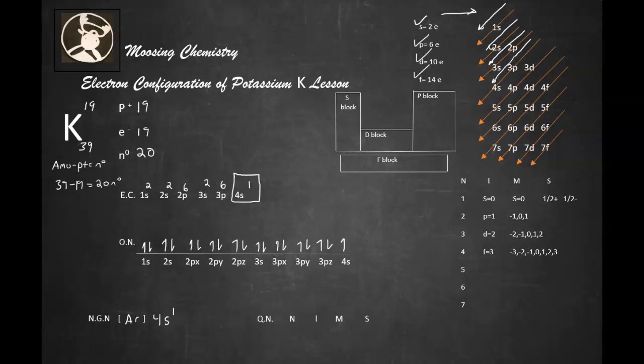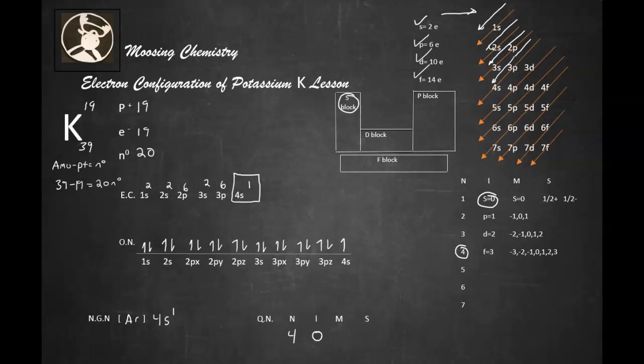Now, let's look at a couple of things. What is the principal quantum number, the n value, for potassium? Well, potassium happens to be in the 4th period. So we're going to put period 4. I'm going to put a 4 right there. Okay, potassium is also in the s block. Since it's in the s block, the angular momentum value is going to be 0.